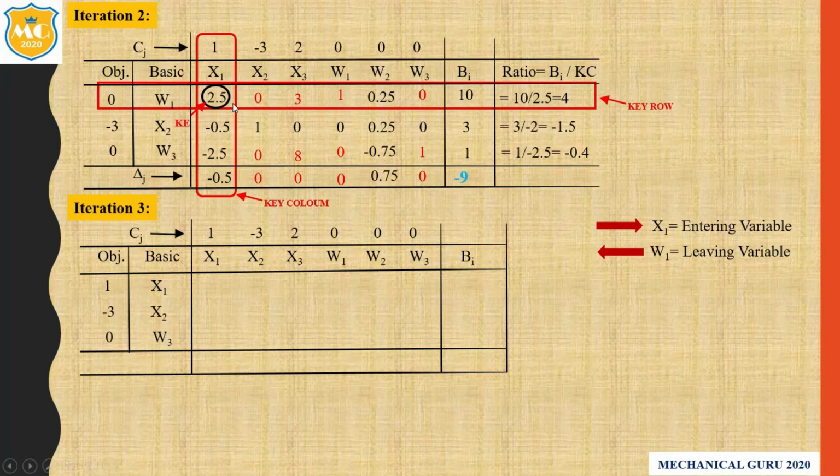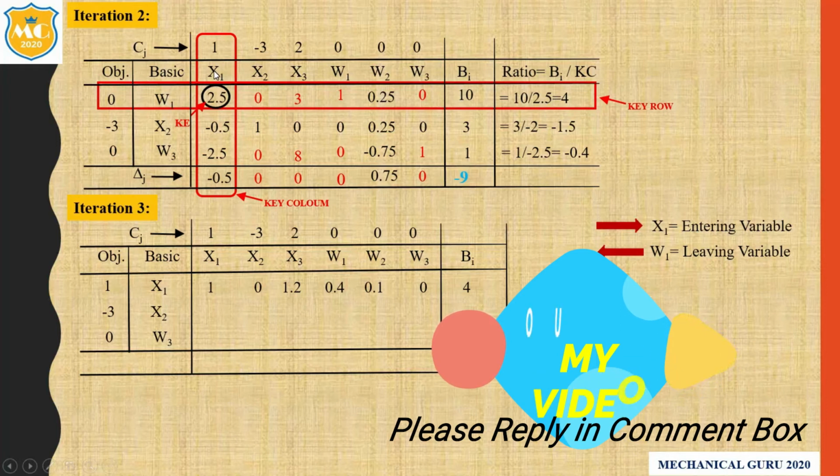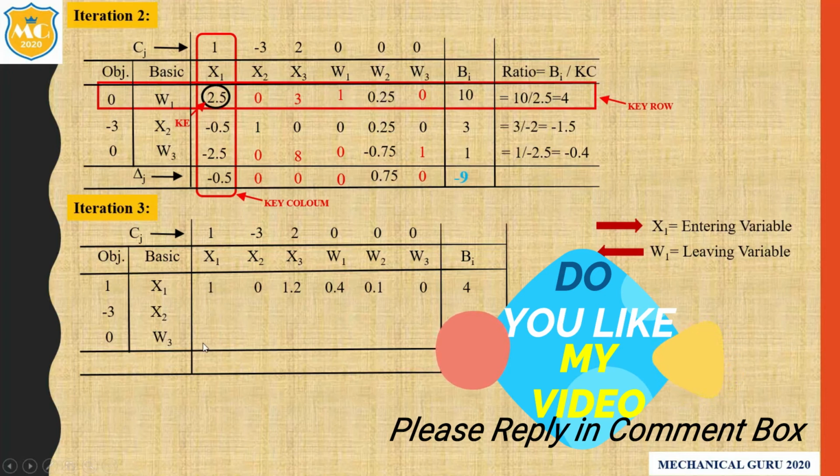So here first we have to replace this row. Same equation we have to use: each element of the key row divided by the key element. So 2.5 divided by 2.5, 0 divided by 2.5, 3 divided by 2.5, similarly 10 divided by 2.5. So here we get the values 1, 0, 1.2, 0.4, 0.10 and 4. Next we have to apply our shortcut method. So here w1 is the leaving variable and x1 is the entering variable. So in the w1 column, the values 1, 0, 0, 0, just copy and paste in the x1 column, is 1, 0, 0, 0.